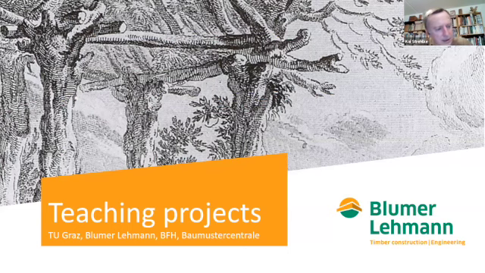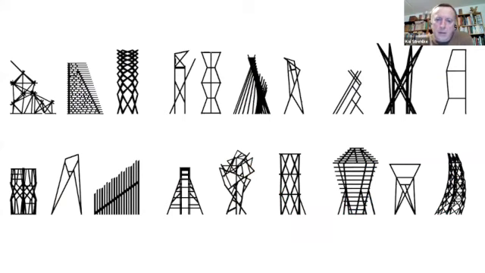So the last thing I want to show is a few teaching projects I've done, before getting to Blumer Lehmann, with the TU Graz, with Blumer Lehmann, and also with the BFH. What I wanted to show here is this kind of digital chain. This has nothing to do with freeform. This is really straight beams. And here I'm specifically using the technology of Hundegger and Cambium, which is extremely efficient.